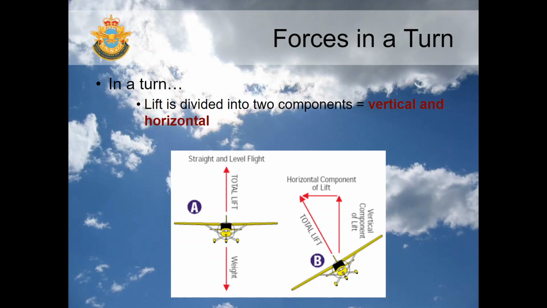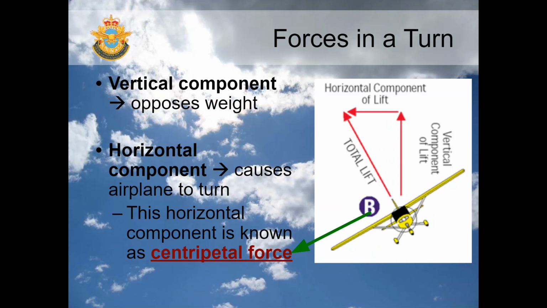And in a turn, lift is divided into two components, vertical and horizontal. In the diagram that we have below, straight level flight only has one component, which is the vertical. But when an aircraft is in a turn, there'll be two components, vertical and horizontal. The vertical component opposes weight, while the horizontal component causes the airplane to turn. This horizontal component is known as centripetal force. We'll talk about this more in the next slide.